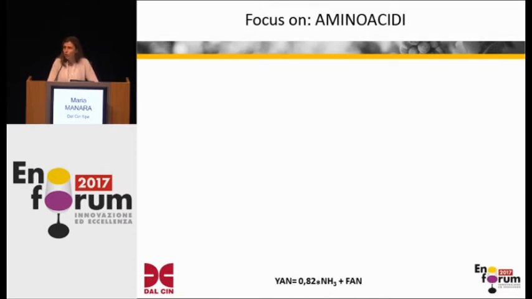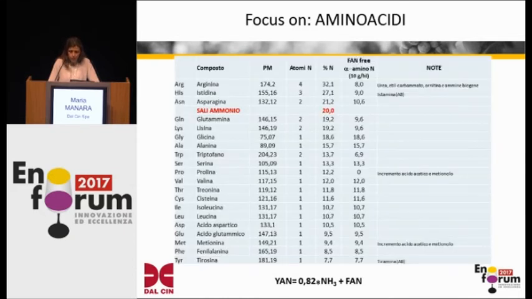And so we wanted to investigate that aspect. Let's see how the yeast metabolizes these amino acids. What you see there is the formula that makes it possible to assess YAN, which is a parameter used extensively to predict whether you will have problems or not. And you have NH3 and FAN, and it is not all the nitrogen present in the fermentation pool that is involved in this phenomenon.